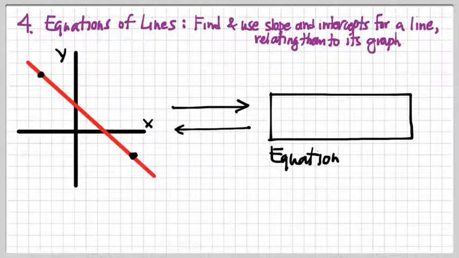And then the other way, to be able to look at a graph of a linear equation and produce an equation that models that relationship. So we need to be able to go both directions.